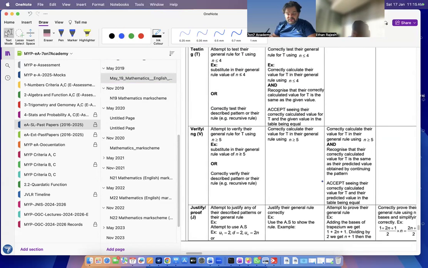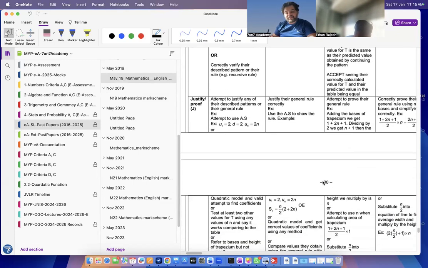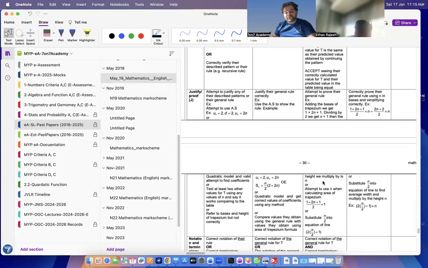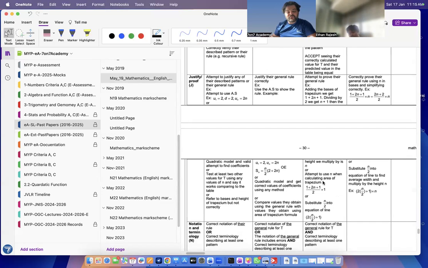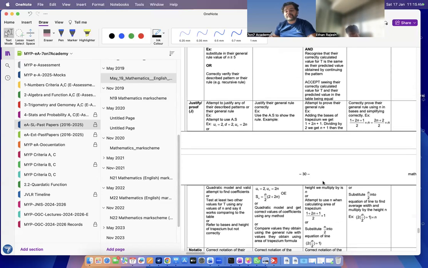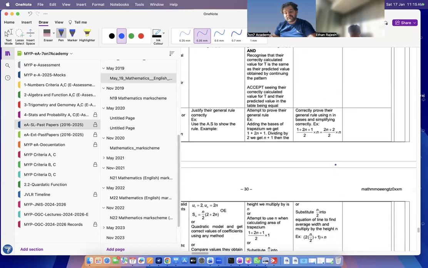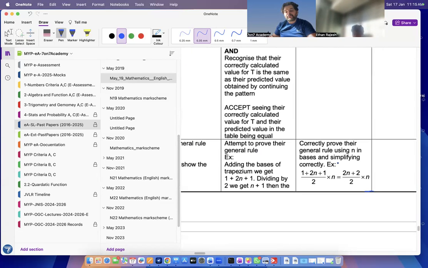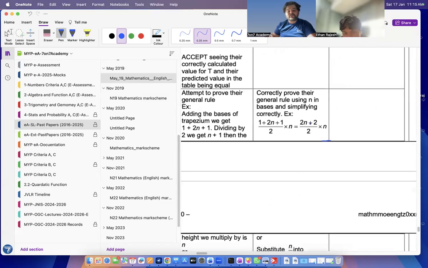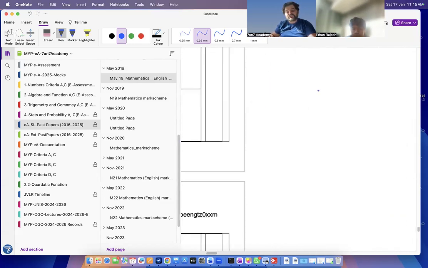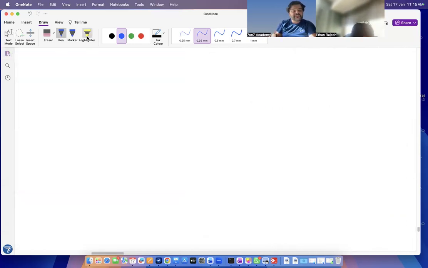Okay, understood? So the justification of a general rule is finding general rules. Agree? Deriving the general rule: if the second difference remains the same, how will you derive that? That is also 4 marks. So how will you derive that second difference? I want to describe the justifications.